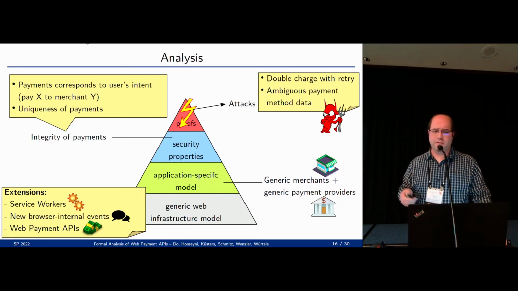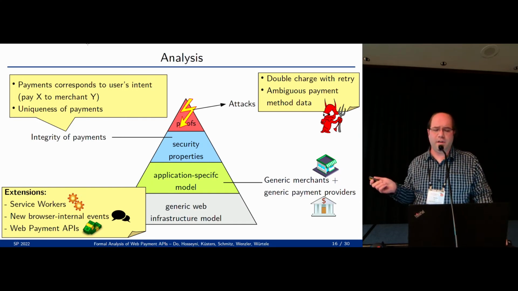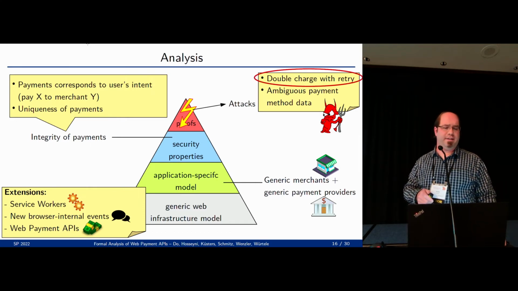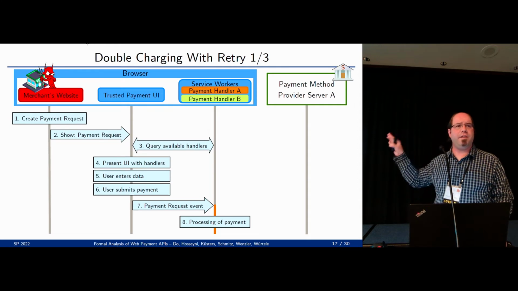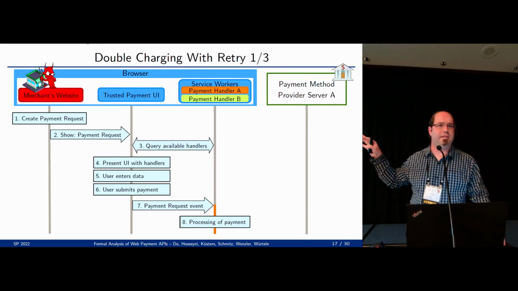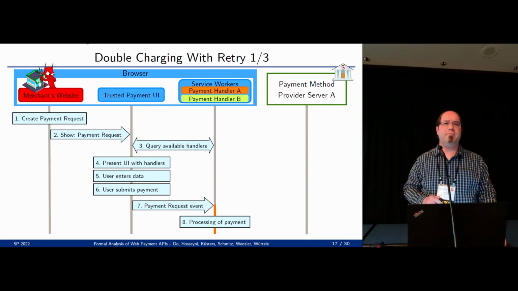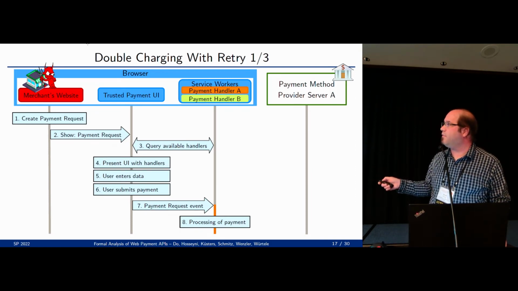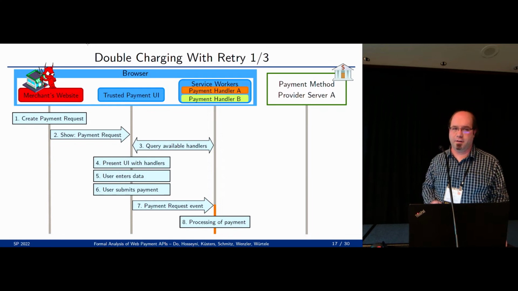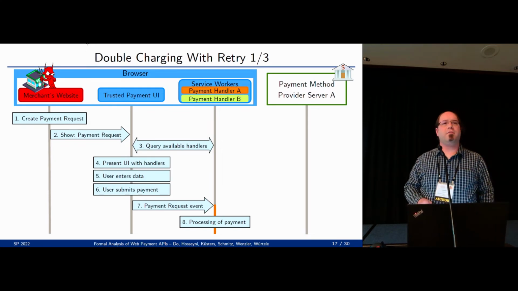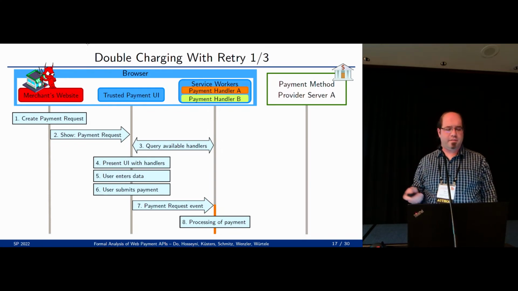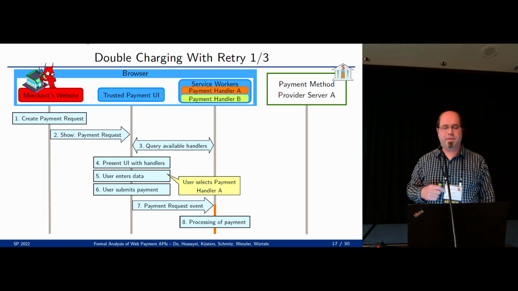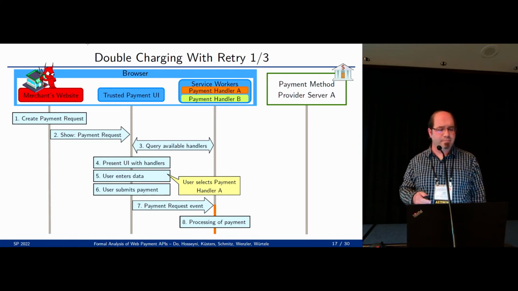So to give you a small impression of what these attacks look like, let's take a closer look at the double charge attack. So this figure you have already seen previously. That's the standard web payment flow. The main difference here is we now have a malicious merchant, and we assume that we have at least 2 payment handlers installed in the browser. So the user starts the checkout process as usual, and at some point selects a payment method that leads to the selection of payment handler A.